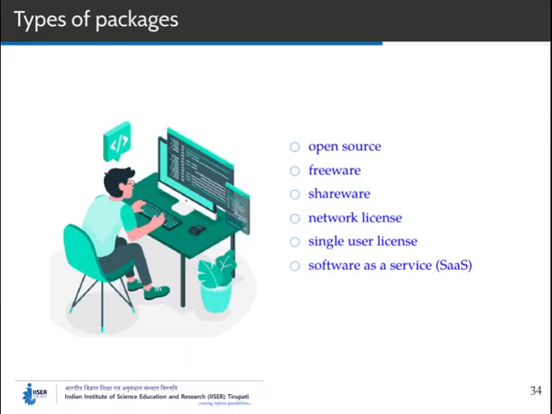Any software package is classified under six terms. It could be open source, freeware, shareware, network license, single user license, and software as a service, like hosting the app in the cloud so that you can use it with a browser. Open source and freeware are a bit different. In open source you can get all the code from scratch to the top, so if you want to modify or implement something, you can do it. Freeware is something whose code is closed, but the package is free to use.